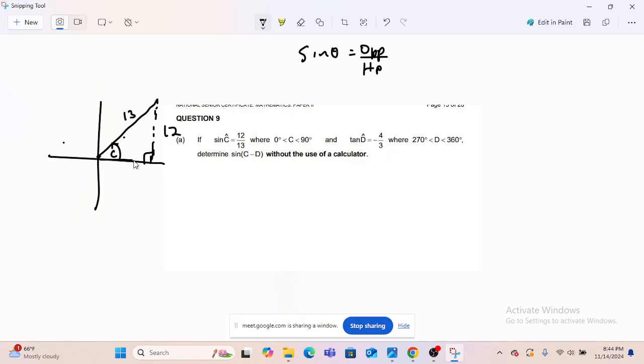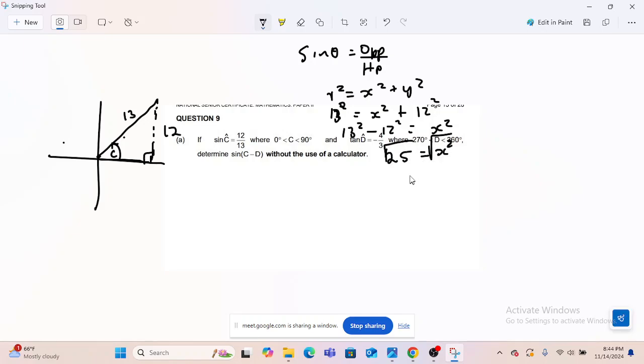To find the side, we're going to use the Pythagoras theorem, where r squared equals x squared plus y squared. Then r is 13, so that would be 13 squared equal to x squared, which is what I'm looking for, plus 12 squared. That is the same as 13 squared minus 12 squared equal to x squared. So what is 13 squared minus 12 squared? That's 25. So 25 equals x squared. Then we take the square root on both sides, so x would be equal to plus or minus 5.